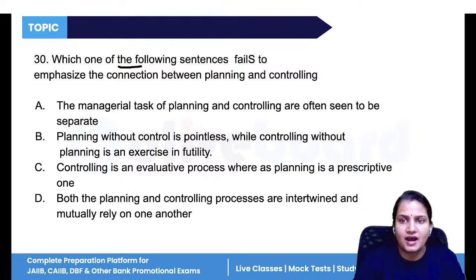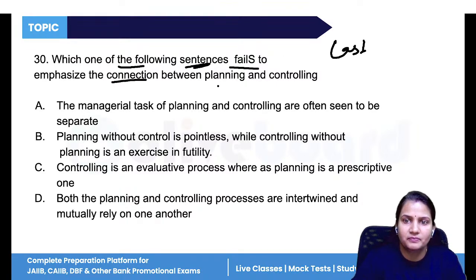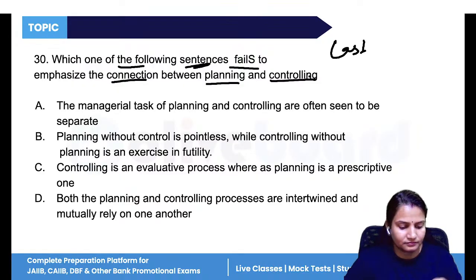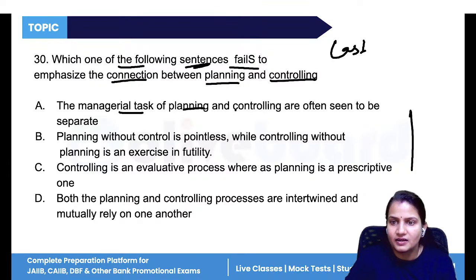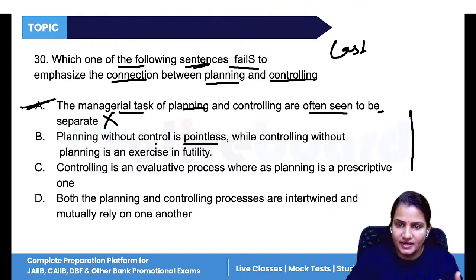Next, the last question. Which one of the following sentences fails to emphasize the connection between planning and controlling? At the start of this session, I told you that planning and controlling are related to each other. Now, which statement fails to emphasize this? The managerial tasks of planning and controlling are often seen to be separate. No, they are not separate. They are interdependent. Planning without control is pointless. Yes. Controlling without planning is also useless.